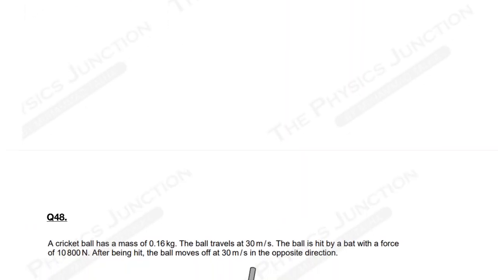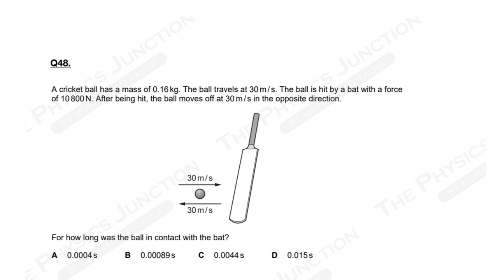Last question, question number 48. A cricket ball has a mass of 0.16 kg. Ball travels at 30 meters per second. Ball is hit by the bat with a force of 10,800 after being hit. The ball moves off at 30 meters per second in the opposite direction. Again, sign convention, right is positive, left is negative. So for finding the time of contact, again, it's the rate of change of momentum equation, but flipped, rearranged.